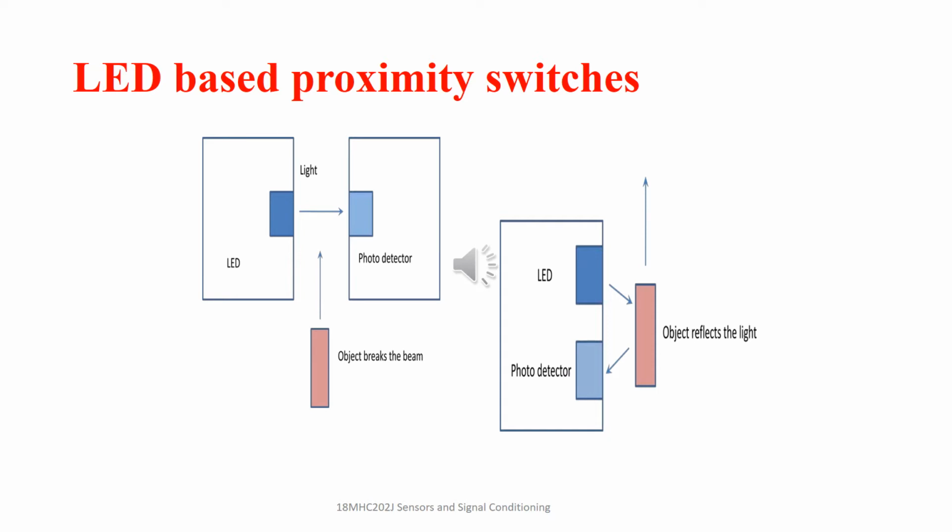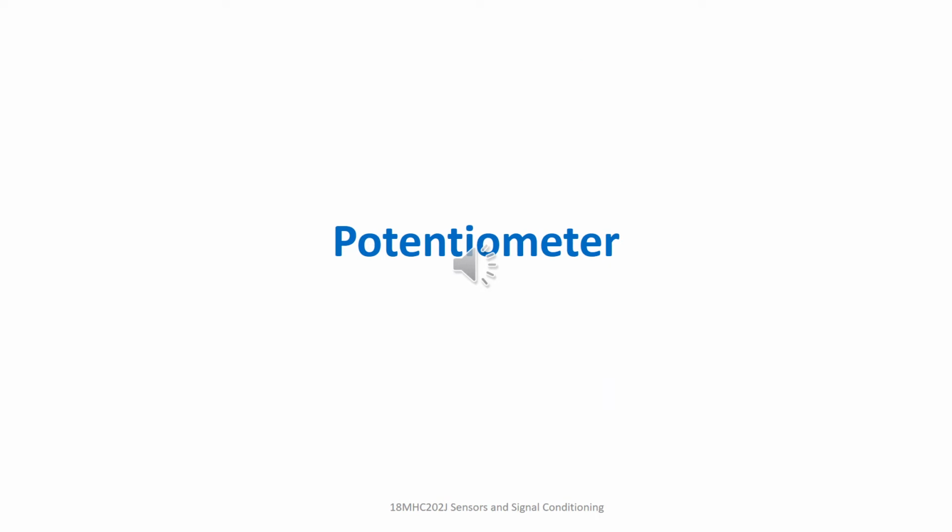This diagram represents the typical arrangements of LEDs and photodiodes to detect objects, by breaking the beam and reflecting light. Next, we will see about potentiometer.